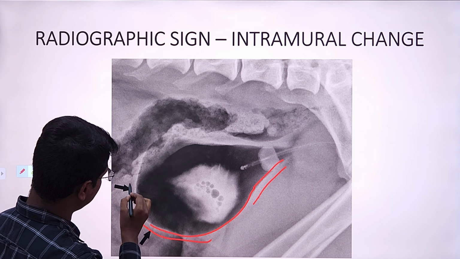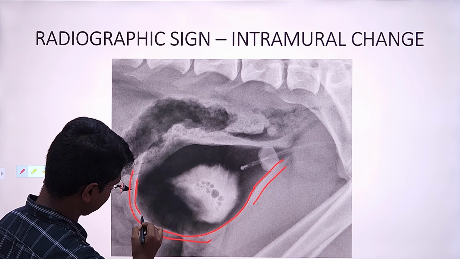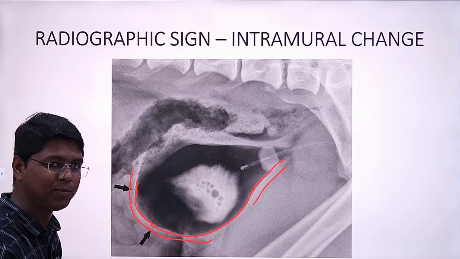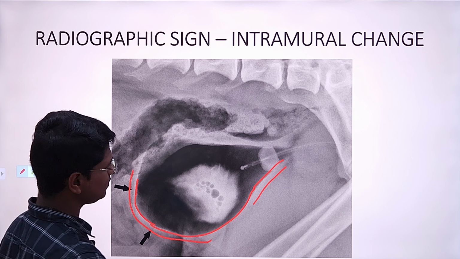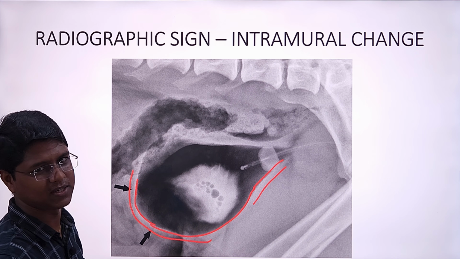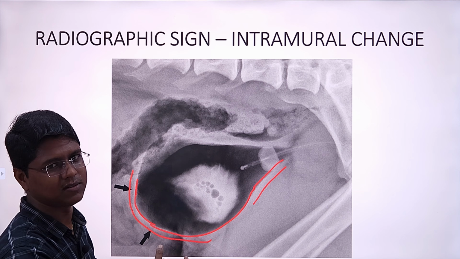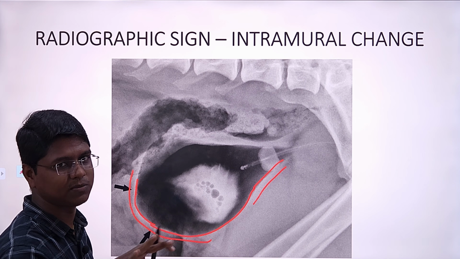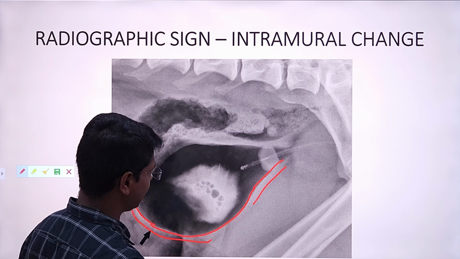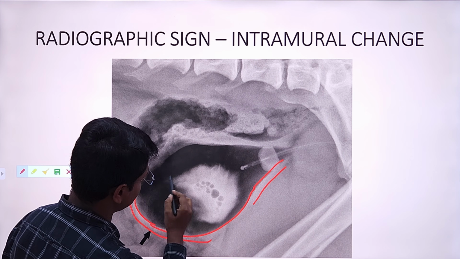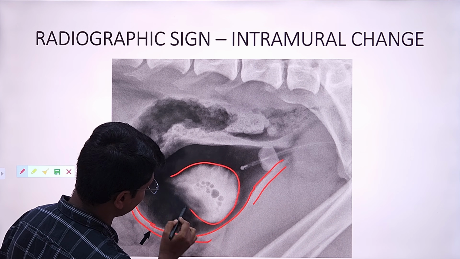Okay, this bladder wall is thickened. This is intramural change. Usually they coexist, not necessarily that you will find separation between these two changes. Here you see the filling defect. Can you see the filling defect? This is the positive contrast.